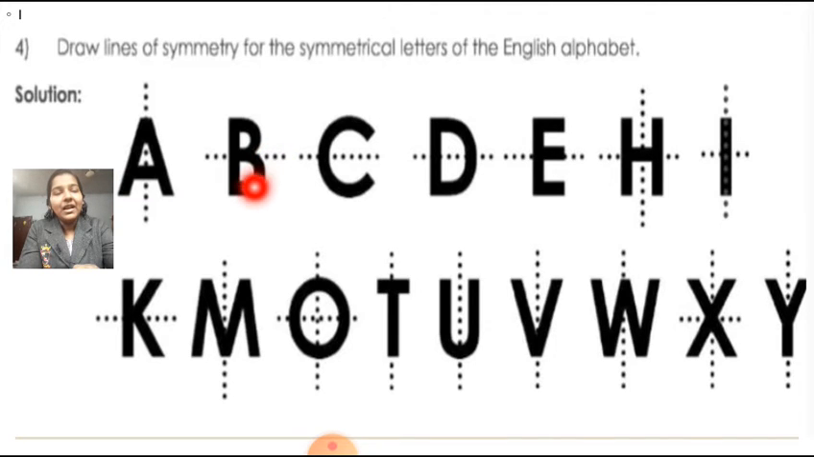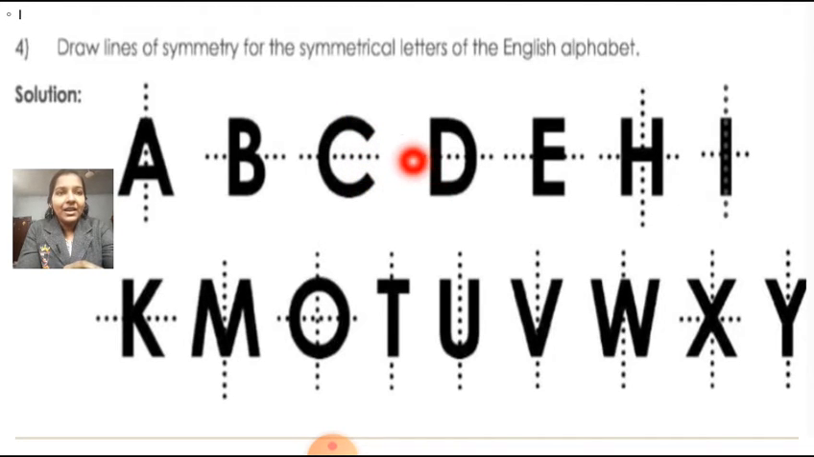Okay, now the upper and lower part of the letter B are same. Now look at the next one, C. Here C we can divide by using a horizontal line of symmetry. Now the top and bottom part are same.